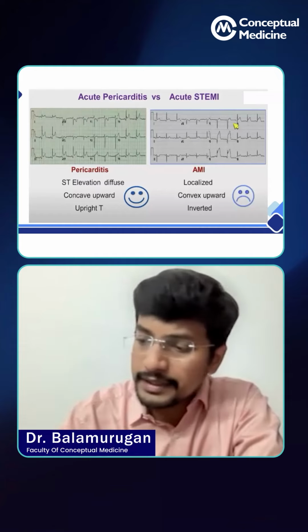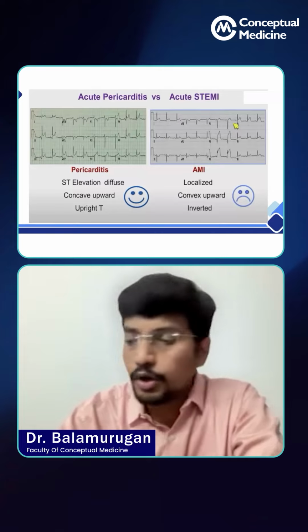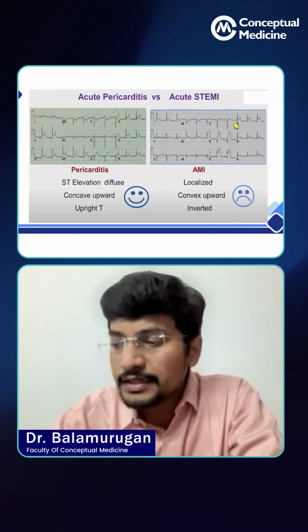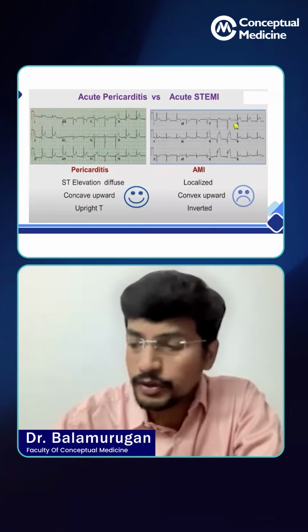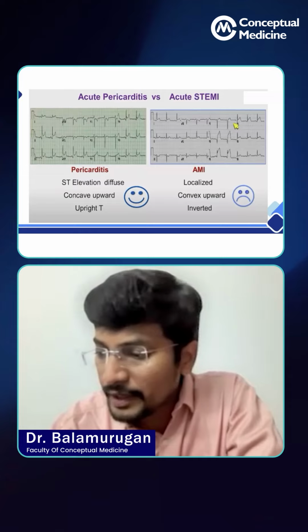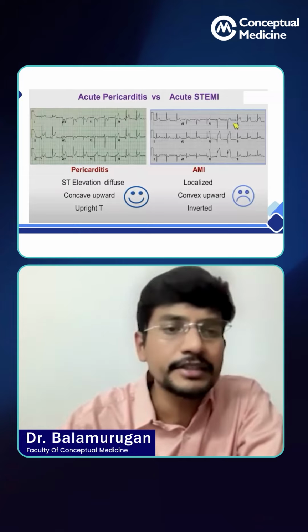Move on to the third, ECG changes. So, very beautiful picture. On to the left, what you see is a diffuse ST elevation. You see there's no territorial involvement at all. Lead 1, AVL is showing, 2, 3, AVF is showing, and you have V4, V5, V6, V2, V3. So everywhere there is ST elevation.